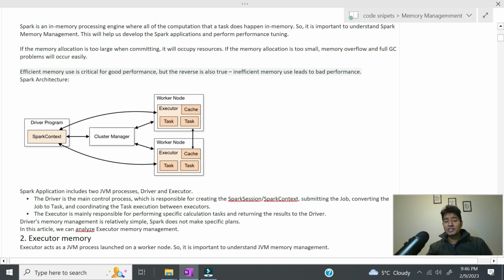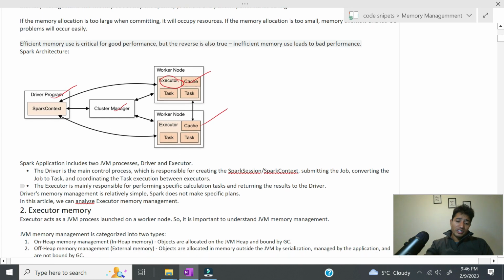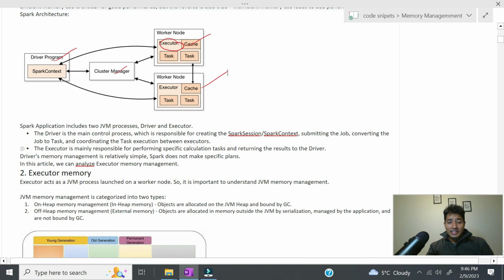How does the Spark architecture look? We have a driver program, we have a cluster manager, we already know this, and then we have worker nodes. In worker nodes we have executors. Each executor will have its own memory, right? The driver program is the main control of the program, responsible for creating the Spark session context, submitting the job, converting the job to tasks, and coordinating tasks between the executors. The executor is mainly responsible for performing the specific calculation and returning the result to the driver, right?